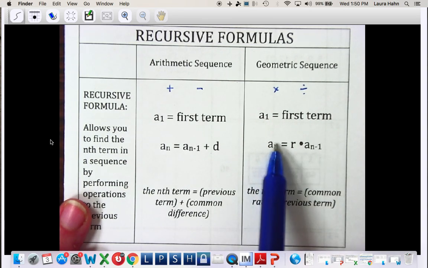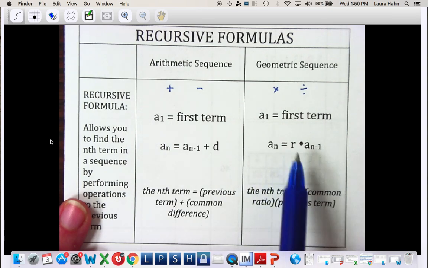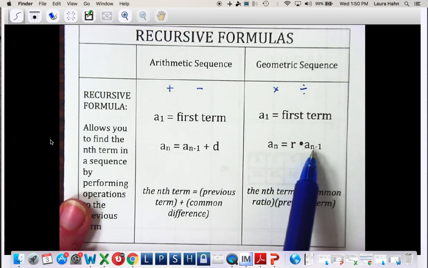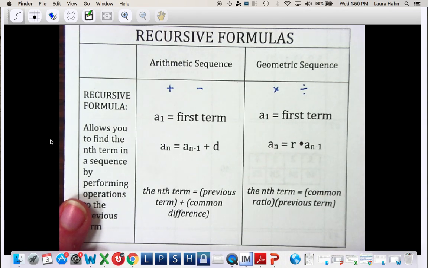Same thing, the nth term, whichever term you're looking for, is equal to r. R happens to be your common ratio, so what are you multiplying by each time, or what are you dividing by each time? And then a sub n minus 1 is the previous term. So it looks big and scary, but it's really not that bad. Alright, so let's jump into some examples.